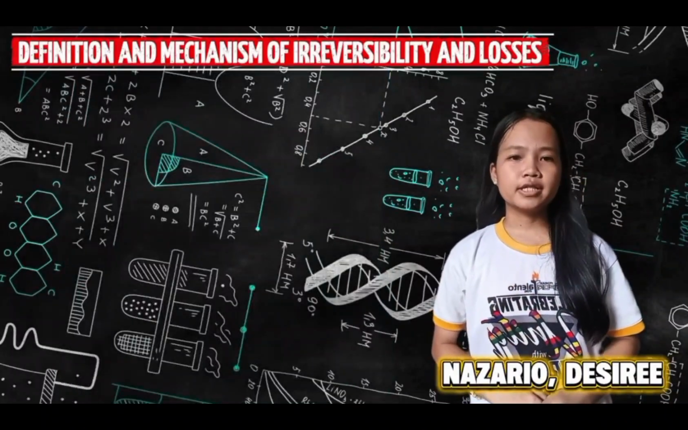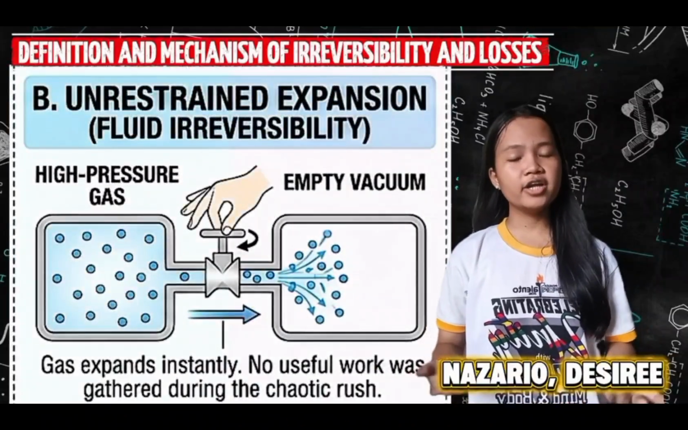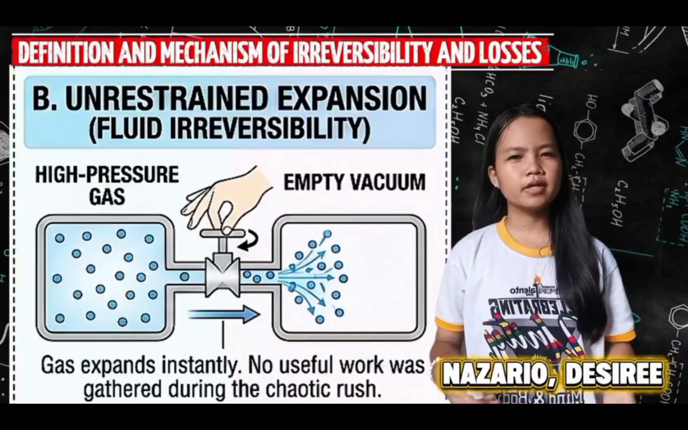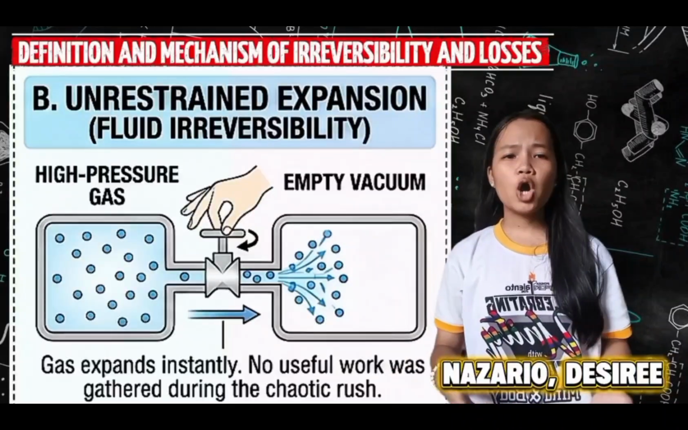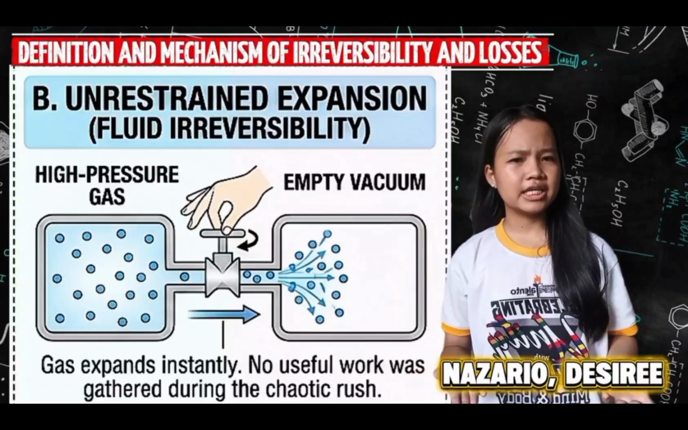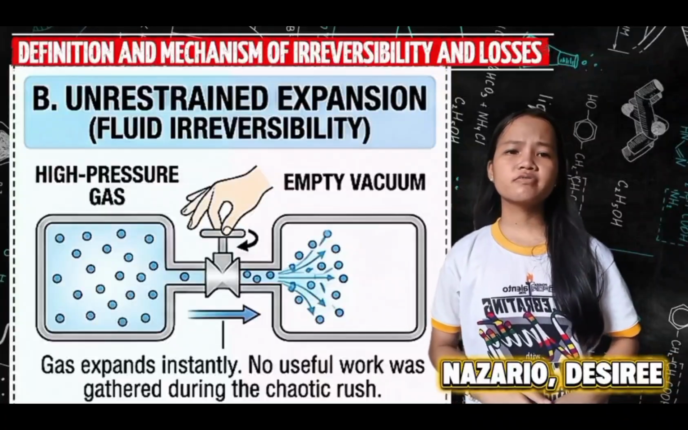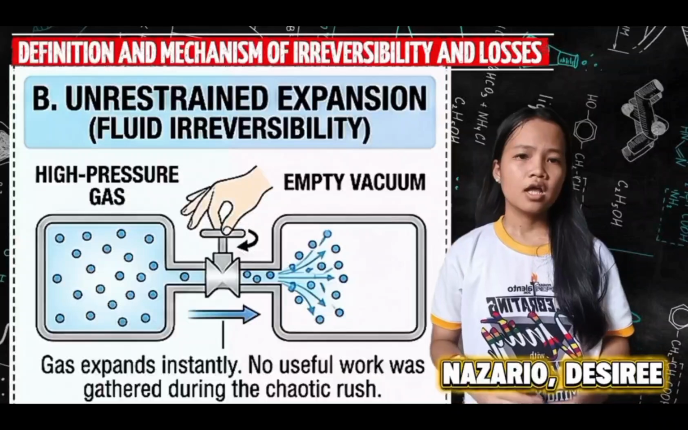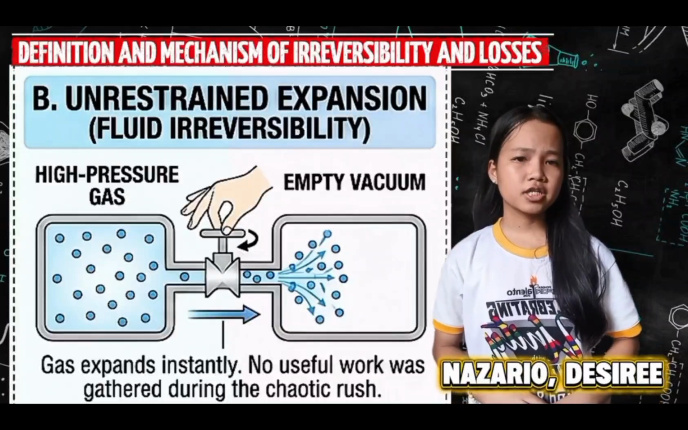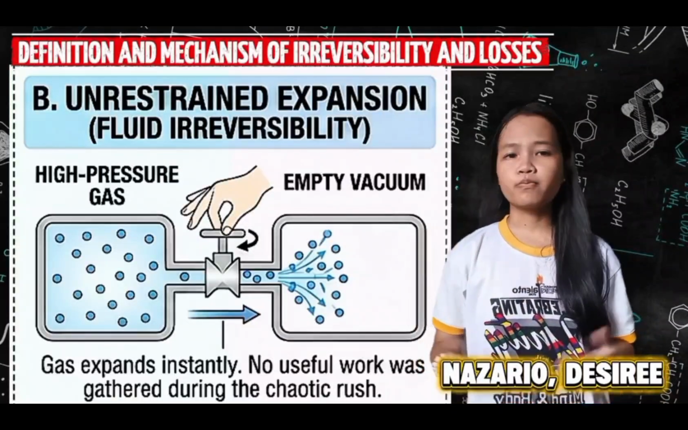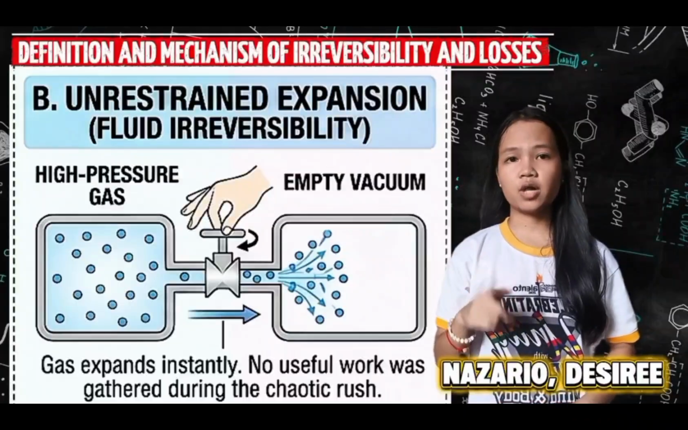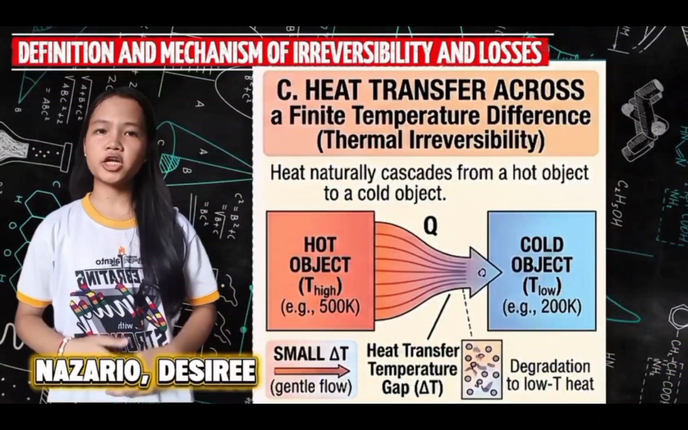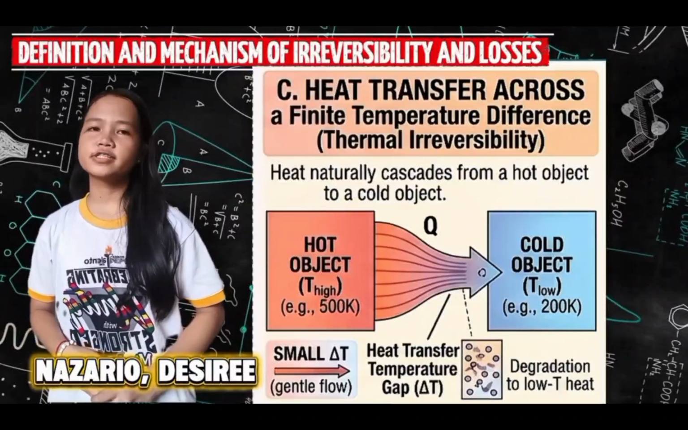The second culprit is unrestrained expansion, or fluid irreversibility. Imagine a high-pressure gas trapped in one half of a tank. If you open a valve and let it rush violently into an empty vacuum chamber, it expands instantly. No useful work was gathered during that chaotic rush. To pack that gas back into the first chamber, you have to actively use a compressor and expend outside electrical work. The last culprit is heat transfer across a finite temperature difference, or thermal irreversibility.